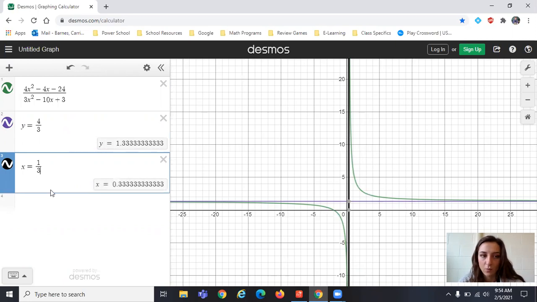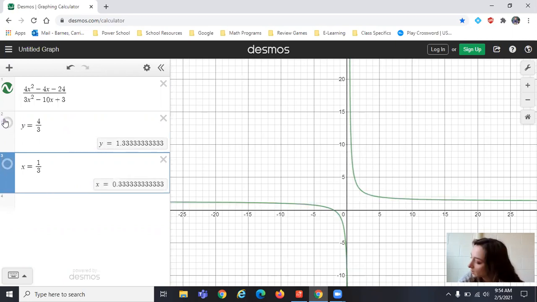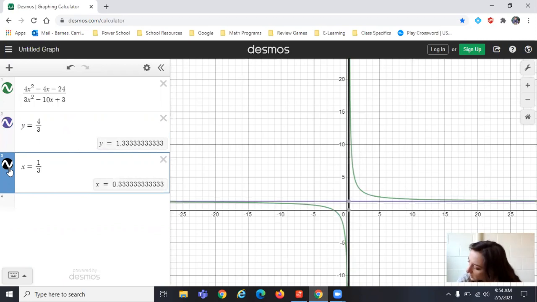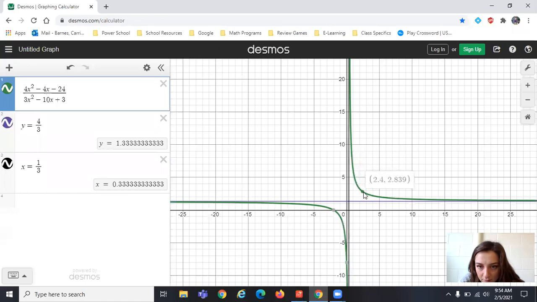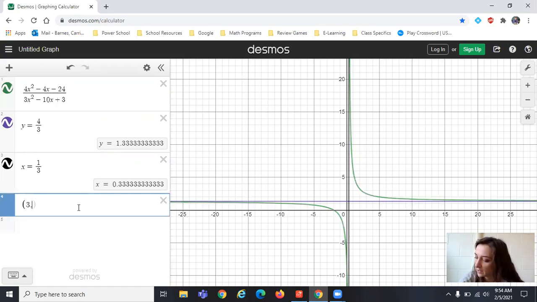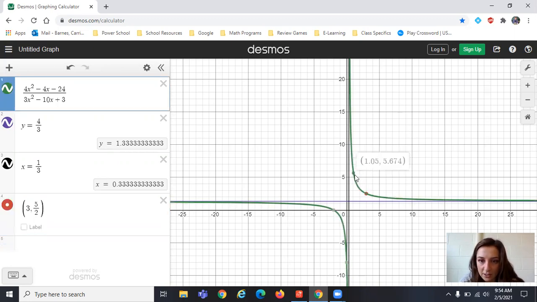We got the hole being at 3 and then 5 halves. So let's just go to 3. And you can see there is a hole there, so let's just check the y value of our hole. We got 3 and then 5 halves. Okay, and you can see that this is exactly where our hole lined up. So if I go back on the green and I drag down, I can see that it is undefined right there where we found that point. So the y value of our hole is correct.